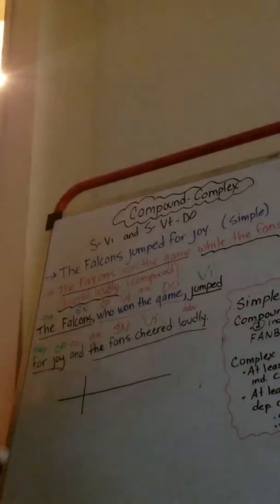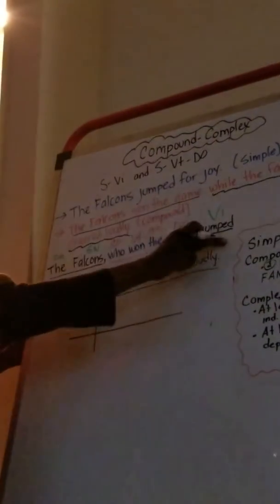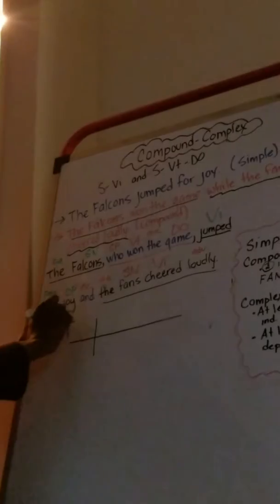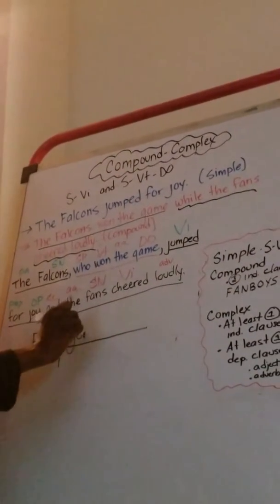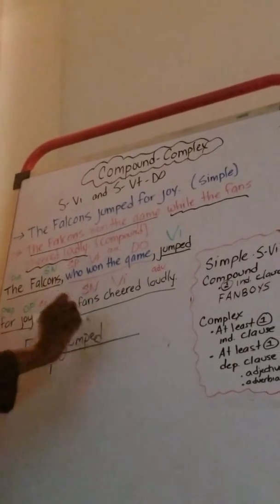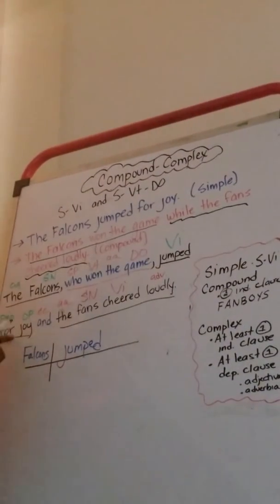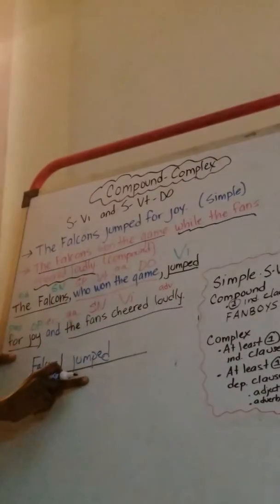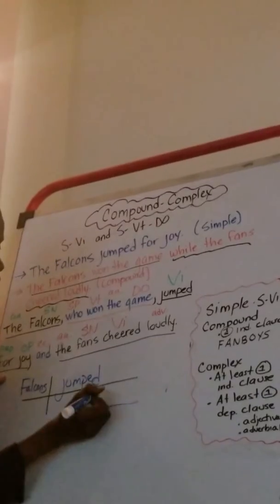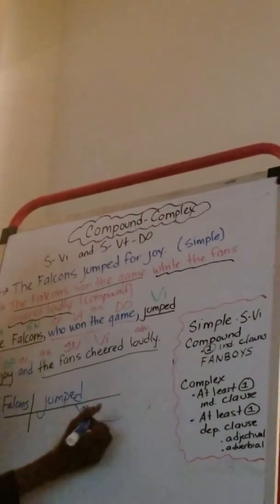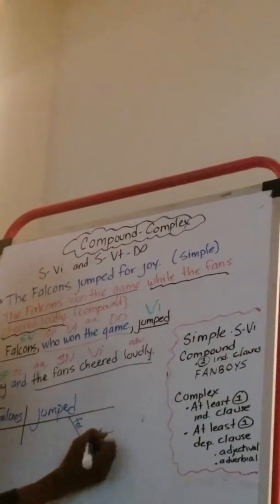Okay, so let's diagram. Let me get my blue. Our subject always goes here for our first independent clause. So we are going to first diagram the Falcons jumped for joy. Falcons goes here. Jumped, our verb, goes on this side. And then for joy modifies jumped. So we make our prepositional phrase here. For is our preposition, joy is the object of the preposition.